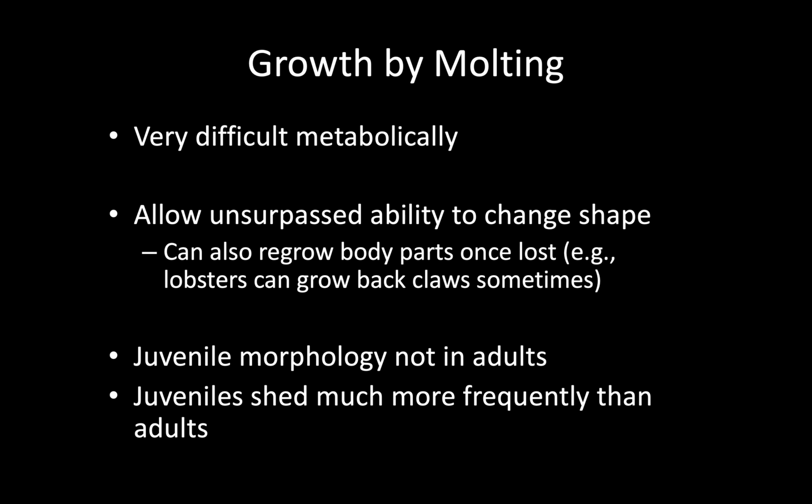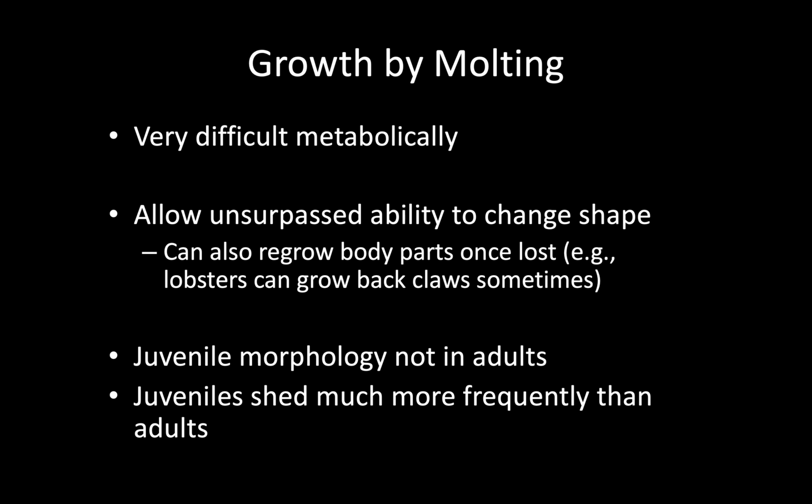It was great. So molting is an interesting form of growth because it can allow unsurpassed ability to change shape. One thing that we can also do is regrow body parts that were once lost. For example, lobsters can grow back their own claws if they were lost. Juvenile morphology is not in adults, right? We lose that information, unlike when we have growth lines or something like that. And juveniles shed much more frequently than adults, which we should know because juveniles, of course, grow much more quickly, typically.